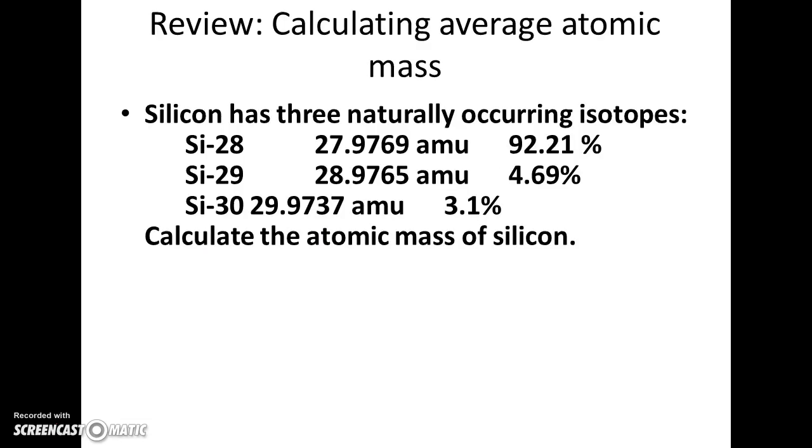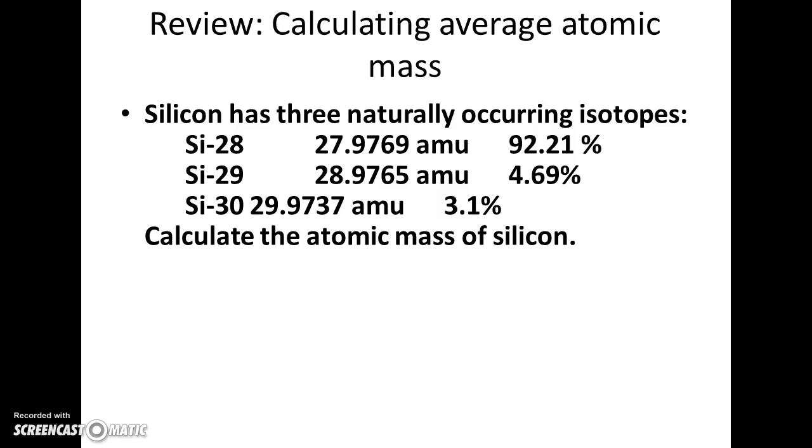Okay, now hopefully you remember how to calculate average atomic mass. Remember that if we have 3 different isotopes, for example, like we do here with silicon, we can't just say 28 plus 29 plus 30 divided by 3. And the reason is that they're not equally abundant. Okay, silicon 28 is far more abundant than the other isotopes.